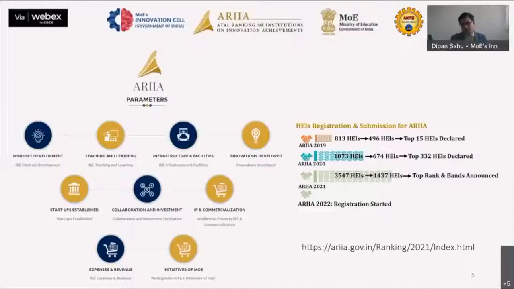For the first time, we introduced a framework for considering non-technical institutions and ranking them, and also classified and categorized the institutions into different types. Centrally funded institutions are put into one category, then universities, state universities, and government universities into one category, self-financed universities in another category, and standalone colleges and institutions into different categories. You can visit our ARIA webpage for more detail.